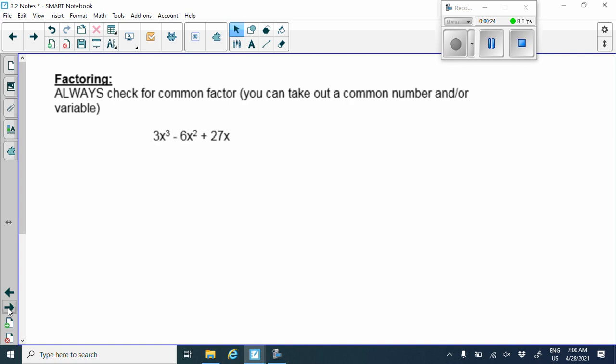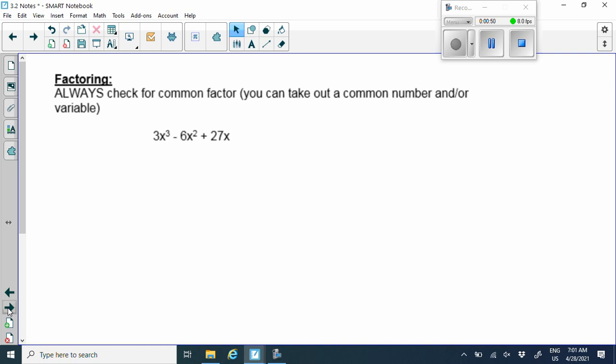Okay? Now, another thing we need to talk about is a common factor. When our a value is not 1, we always need to check for a common factor. So you can take out a common number and/or variable. Like in this example, we have 3x cubed minus 6x squared plus 27x. So we're seeing which of these three terms, which is called a trinomial, right? Which do these three terms have in common?